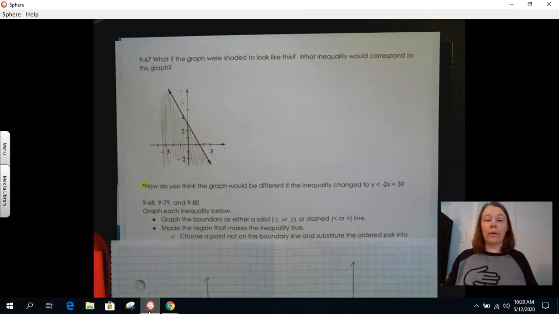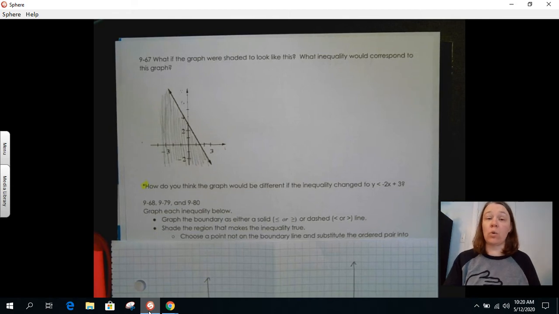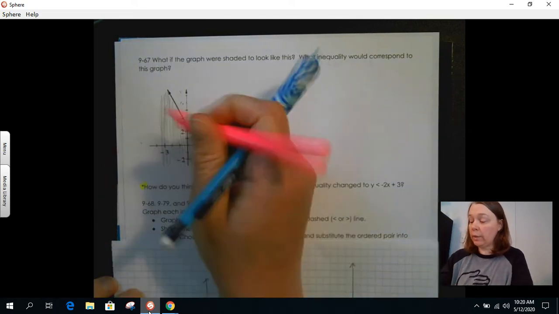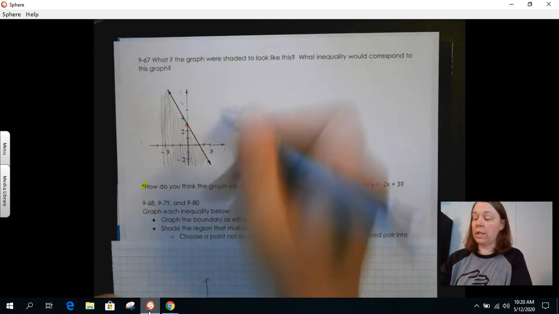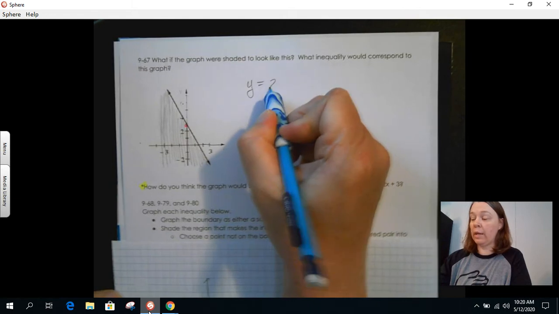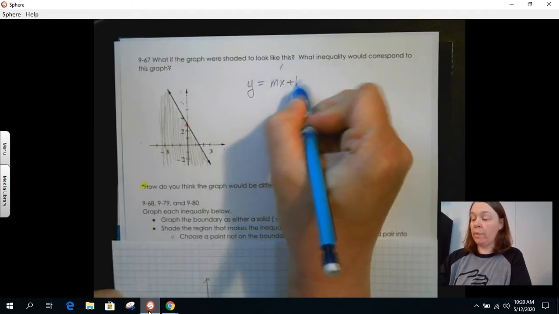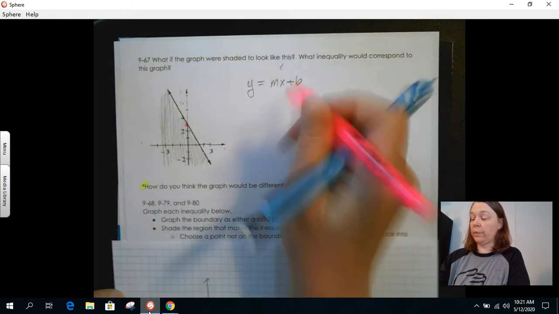Right, now, what if the graph were shaded to look like this? What inequality would correspond to this graph? Okay, so first, the equation for the line. I notice I have a y-intercept at 3. Okay, so when I go to write, if it was just the line I was thinking about, it would be y equals mx plus b. And I know the b value is 3.